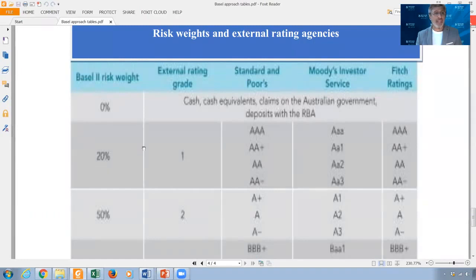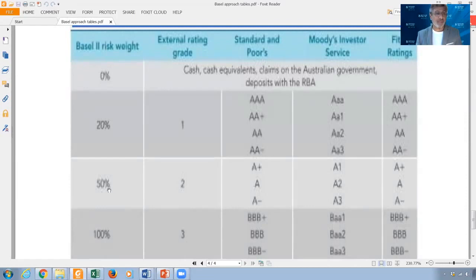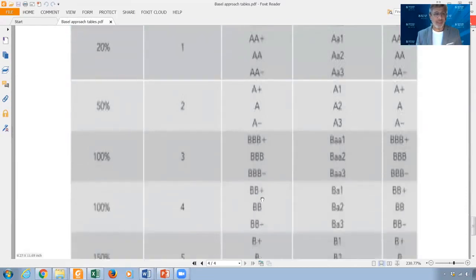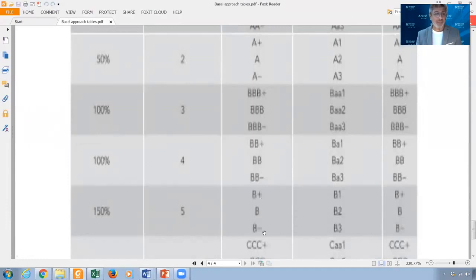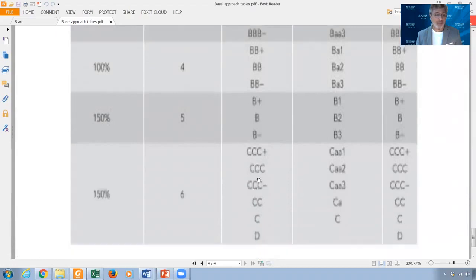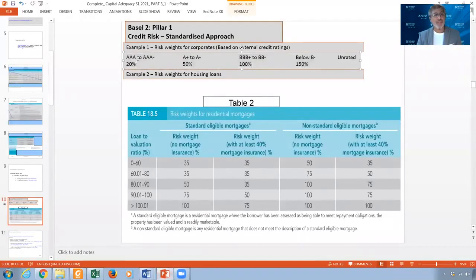So we have anything which is cash, cash equivalent, claims on the Australian government, which is all those government securities, is 0 weight. See? So if I have such assets, I don't have risk on that as a credit risk. Remember, as a credit risk. So it's 0. But if it is from AAA to A minus, it's 20%. I will not give you the numbers, I will give you the rating of the rating agencies. If it is from A plus to A minus, 50%, then 100% for B, and if it is from B plus to B minus, it's 150%, and the same thing applies to the C's and the D's, okay? So if I go back now, you can see when it is AAA, it's 20%. This is all from table 5.